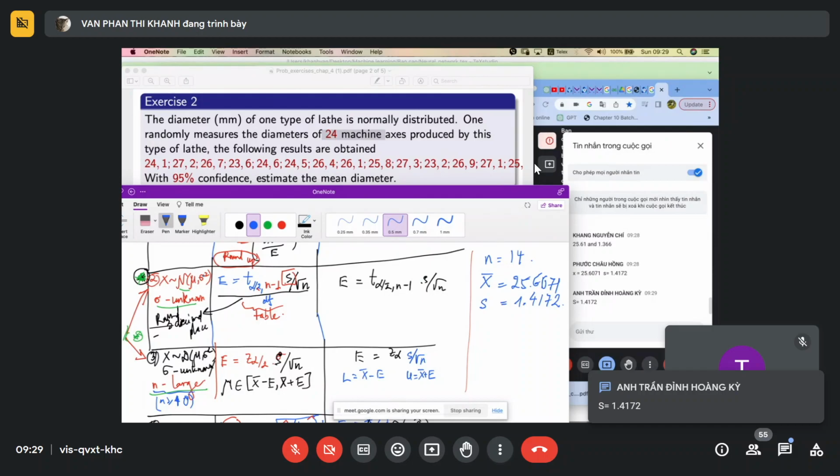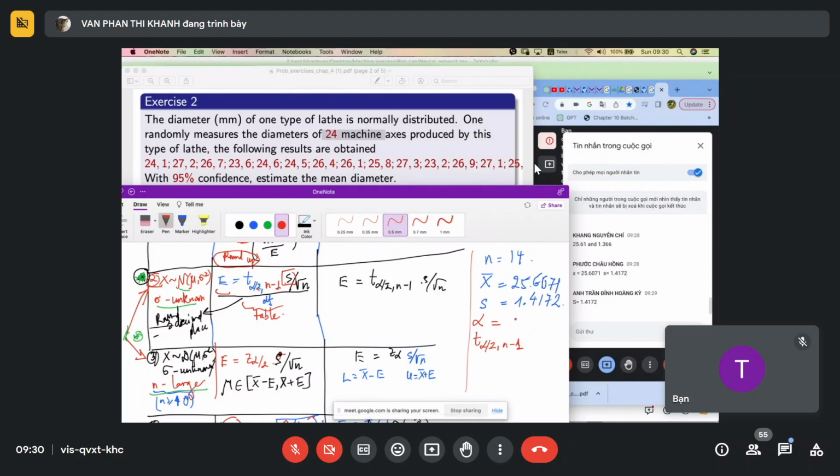Yeah. And we apply case 2. Two-sided, because if it's not mentioned as lower or upper confidence bound, it means two-sided. Okay, so E here equals t alpha over 2, with n minus 1 equal to 13, but you have to find alpha. So what is alpha here, class? Alpha is 95% confidence. So alpha is 0 point what?